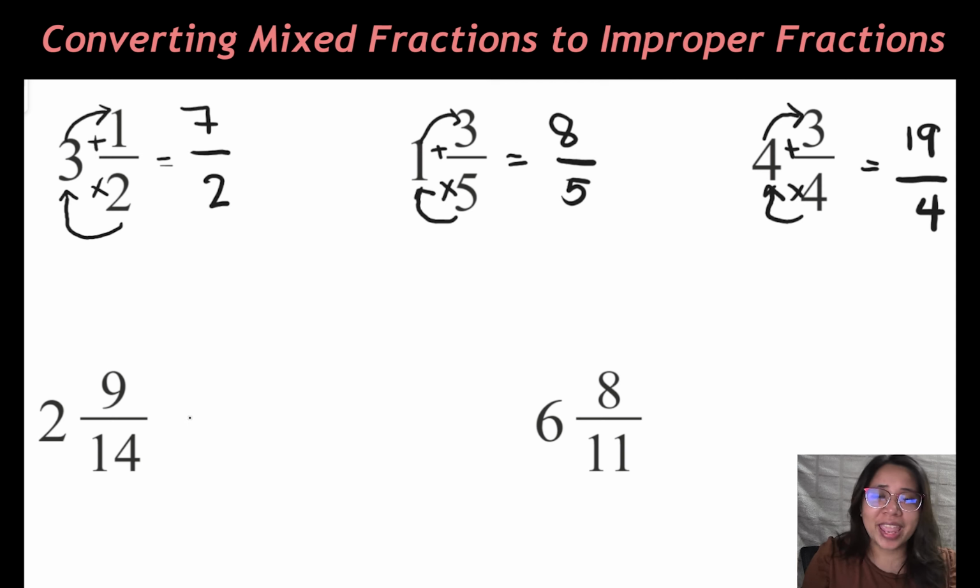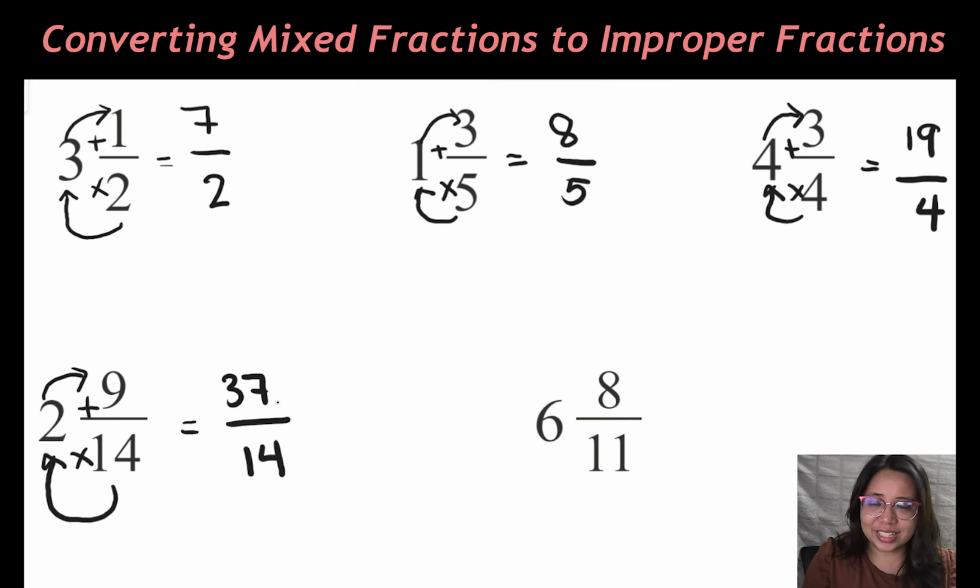Example, we have 2 and 9 over 14. Okay, so, i-multiply natin yung ating denominator sa ating whole number. So, 14 times 2 is 28. And then, we add the numerator. So, 28 plus 9 is equal to 37. Okay, so, isulat natin yan dito sa ating numerator. At kokopyahin lang natin ulit yung denominator, which is 14. So, 2 and 9 over 14 is equivalent to 37 over 14.